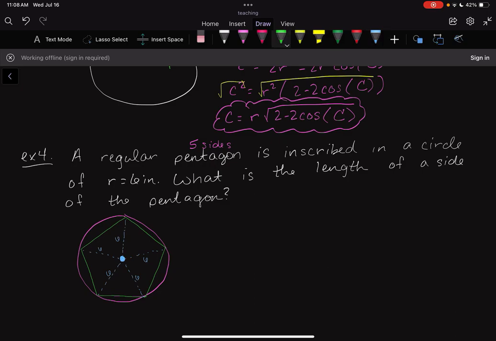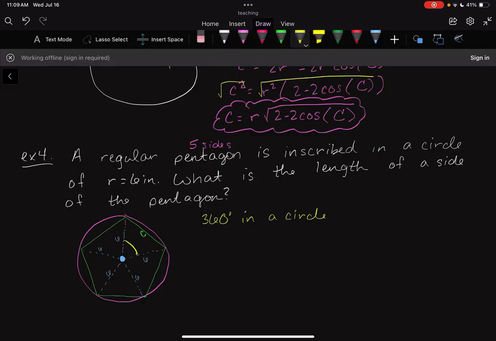So what I'm looking for right now is the side length. So I'm looking for this, let's call it C. And now I need to figure out, can I find angle C? Can I figure out what this angle right here is supposed to be? I want you to think about this for a second. How many degrees are in a circle? There's 360 degrees. I should have said degrees, not angles. 360 degrees in a circle.